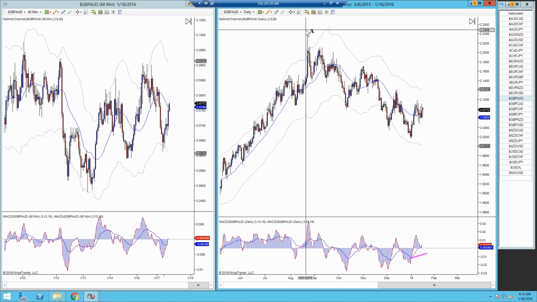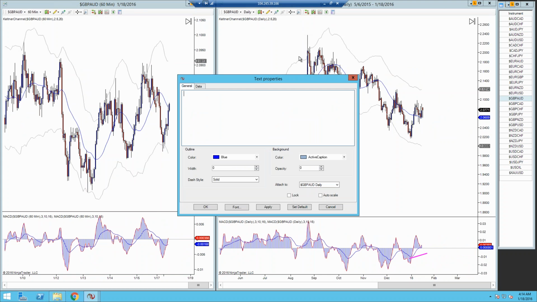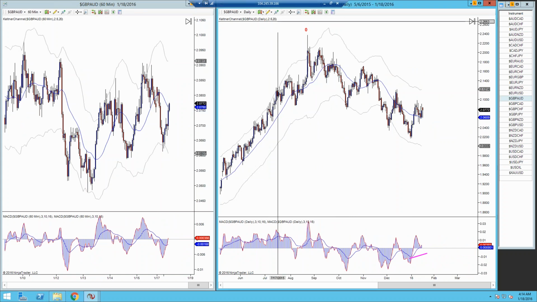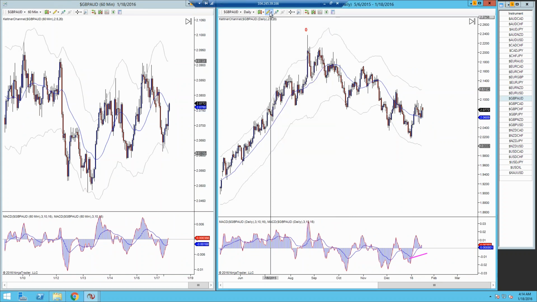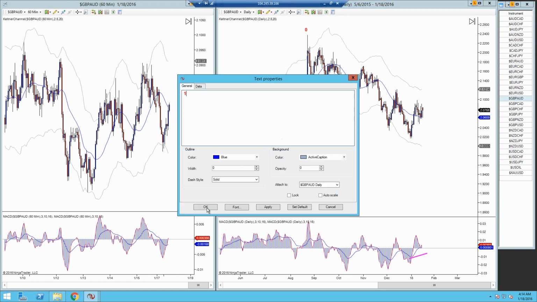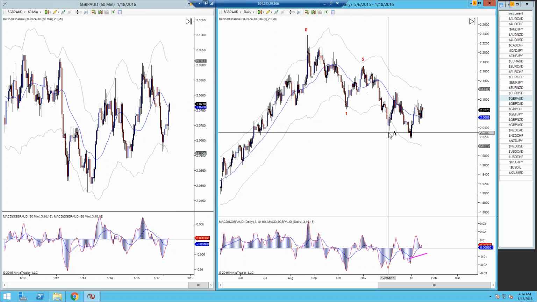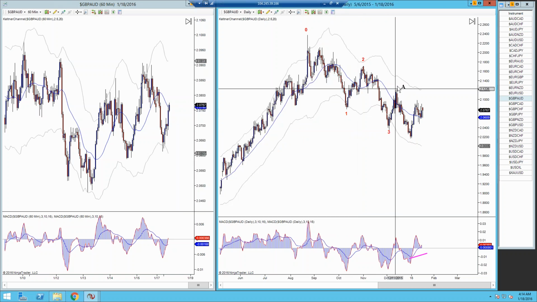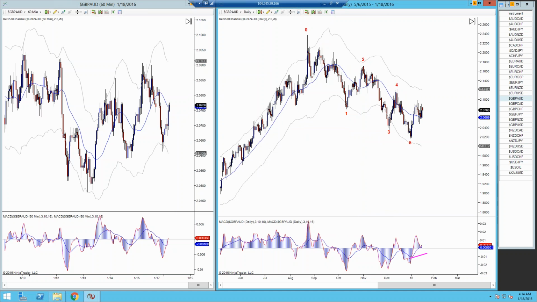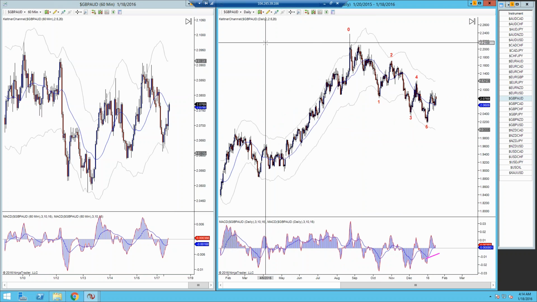Okay. You got 0, 1, up, upsy daisy, 1, 2, 3, 4, 5. This is a corrective pattern, more or less a 5 wave on the way down, but more in a corrective manner.